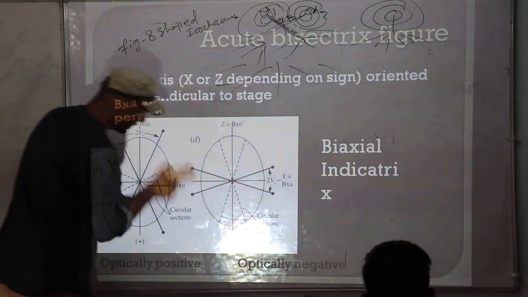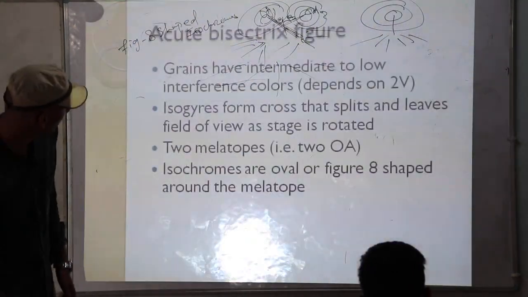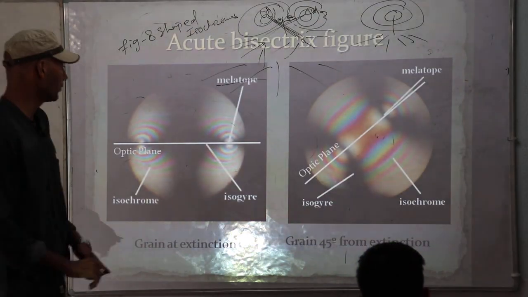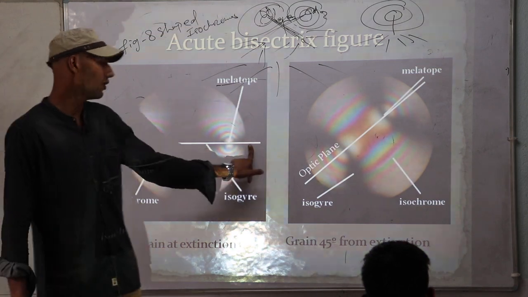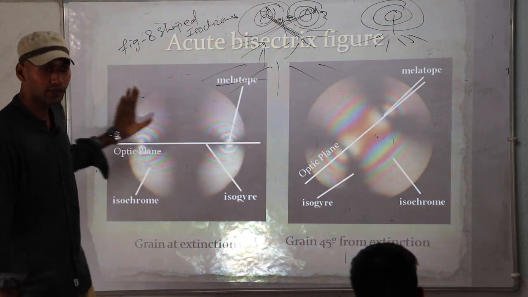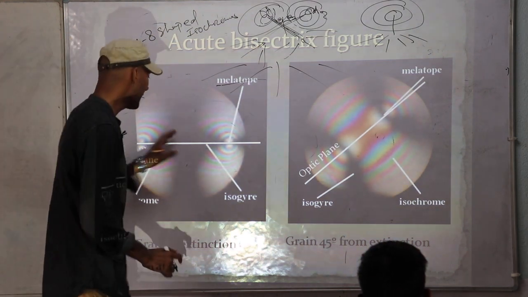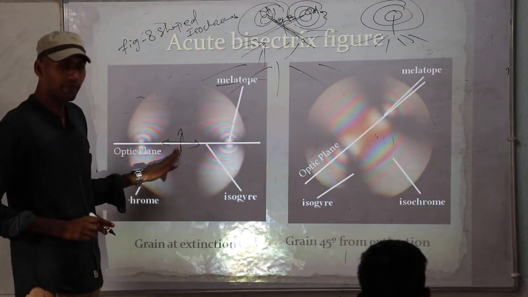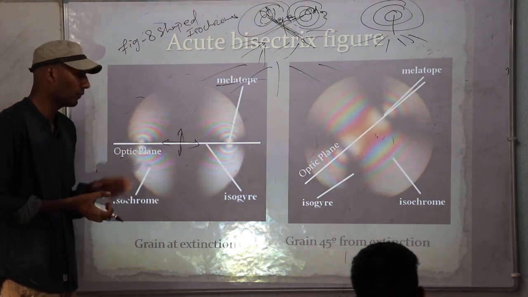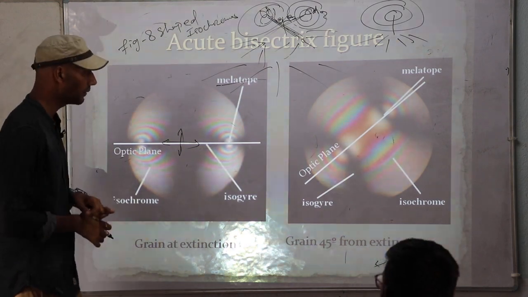I will discuss that in determining optic sign, but now I have just discussed these two: if this is the optic plane, this will be the Y vibration, and this will be either X or Z depending upon whether the mineral is positive or negative. Okay. Then, as I have told you, this is one vibration and this is one vibration. When these vibrations match with the polarizer and analyzer, there will be formation of an isogyre.